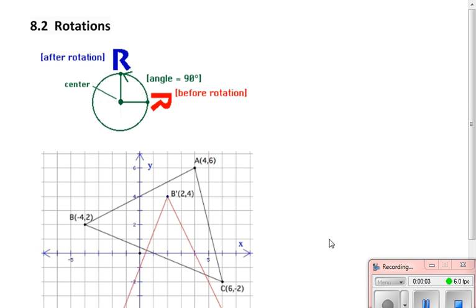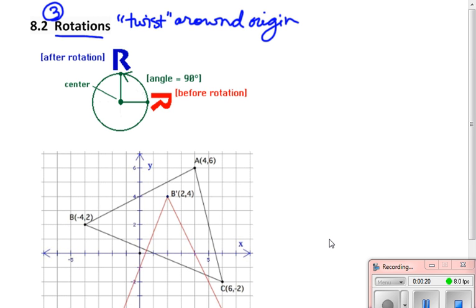Section 2 is going to talk about our third transformation, which is a rotation. We're going to talk about a rotation being a twist around the center or around the origin. So we're going to think about leaving a pivot point and literally twisting or rotating our figure.